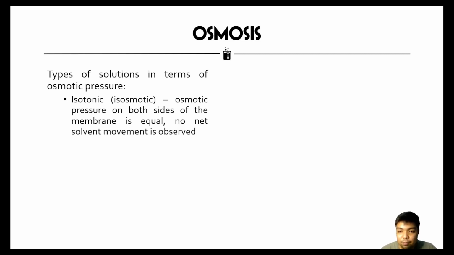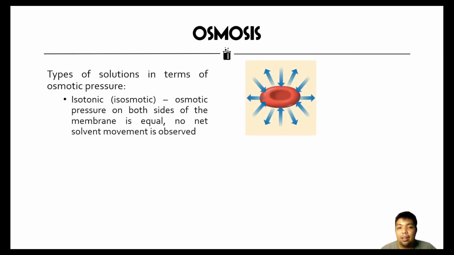So that means the osmotic pressure on both sides of the membrane is equal. That means, since osmotic pressure is a colligative property, both solutions on either side of the semi-permeable membrane have equal concentration. So let's have a biological example, which is a red blood cell. The membrane of a red blood cell is semi-permeable, which only allows water molecules to pass through it.